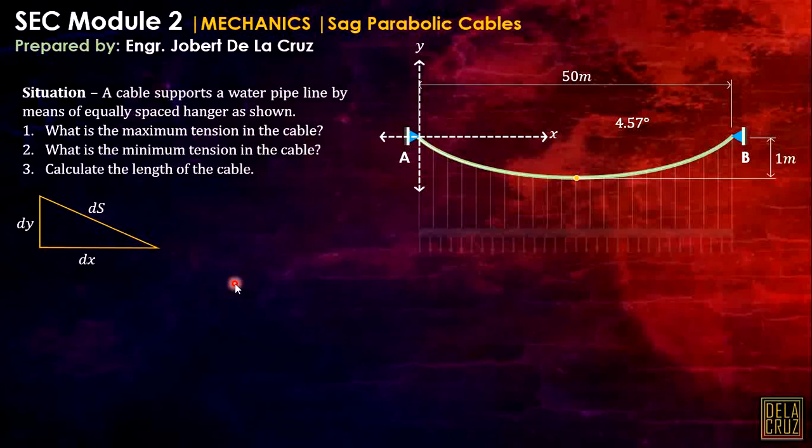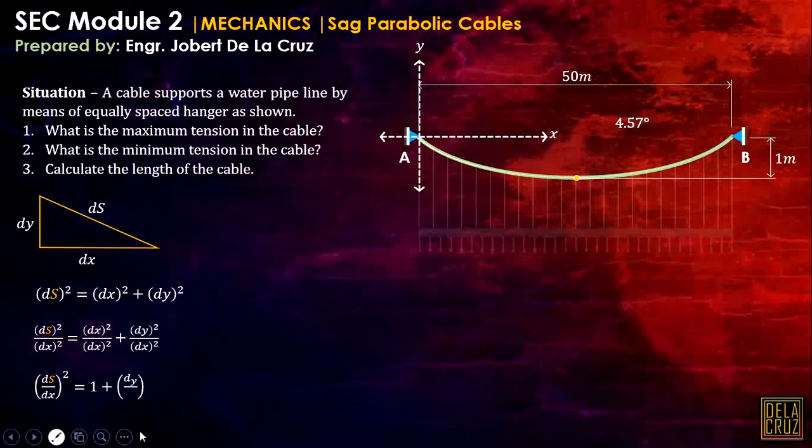Let's call that ds. Okay, by knowing that this is a right triangle, ds squared is equal to dx squared plus dy squared. Okay, so we are after here to calculate the total length of this cable. Now, I will divide this by dx, the whole term divided by dx, so it becomes ds squared over dx squared equals dx squared over dx squared plus dy squared over dx squared. Okay, that will be like that. Now, this one will be cancelled out and it becomes like this. Okay, I'll just bring out the squared: 1 plus dy over dx squared.